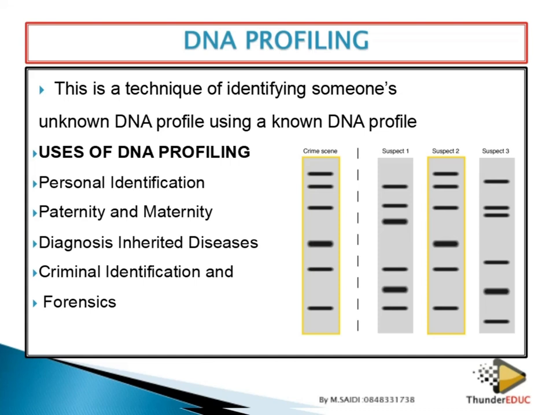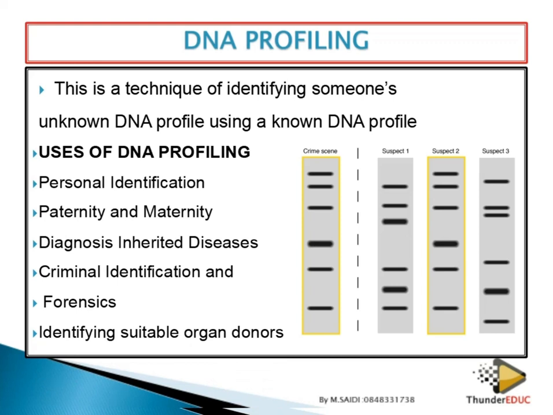The third one is diagnosis of inherited diseases. Usually, when people want to have babies, they go for family planning, they want to see what is the possibility of that child coming out normal or in a certain way. Also, we use this for criminal identification, as in this case.